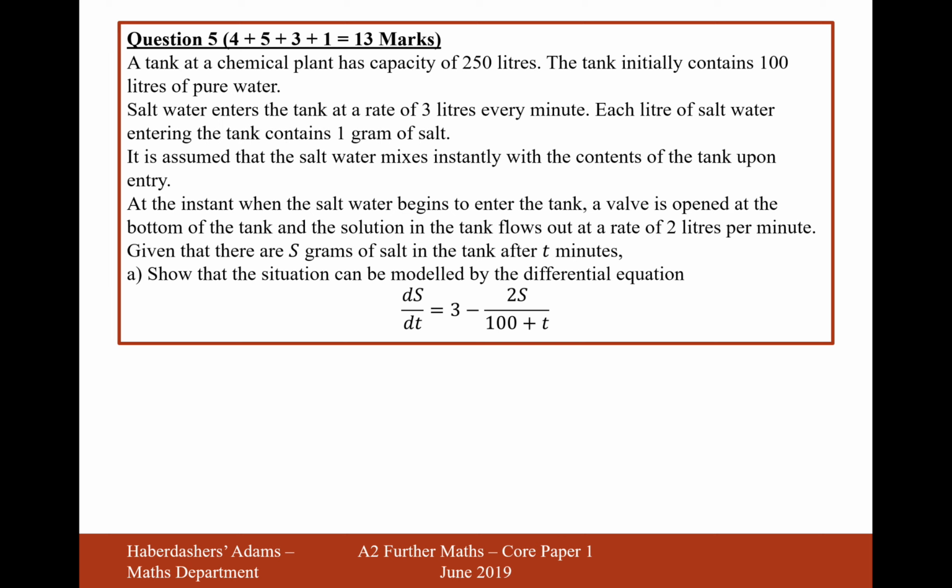A tank at a chemical plant has capacity of 250 litres. The tank initially contains 100 litres of pure water. Salt water enters the tank at a rate of 3 litres every minute. Each litre of water entering the tank contains 1 gram of salt. It is assumed that the salt water mixes instantly with the contents of the tank upon entry.